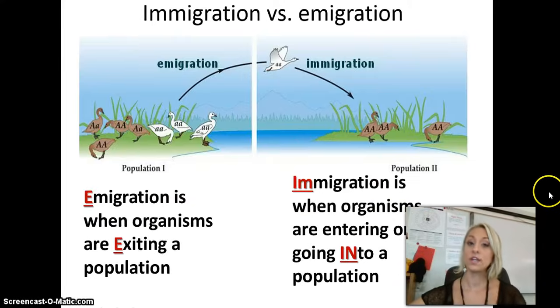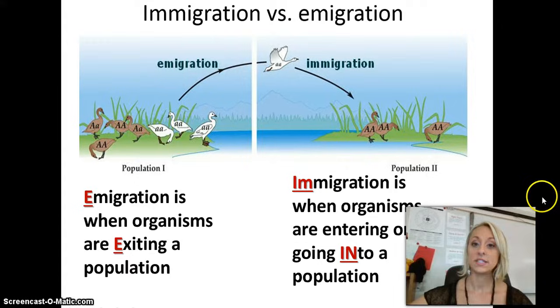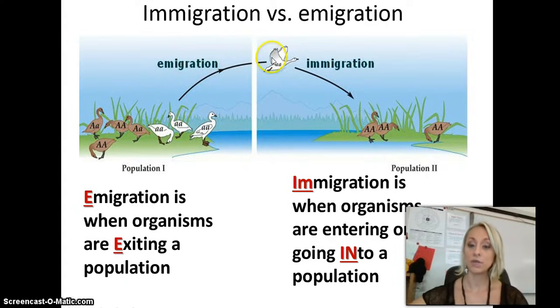The difference between immigration and emigration. If we take a look at this picture, we see that emigration, the geese are flying out of the population, or they're exiting the population, whereas immigration is when they are going into or entering the population. So the difference between immigration and emigration is when species exit a population. Immigration is when species enter a population.